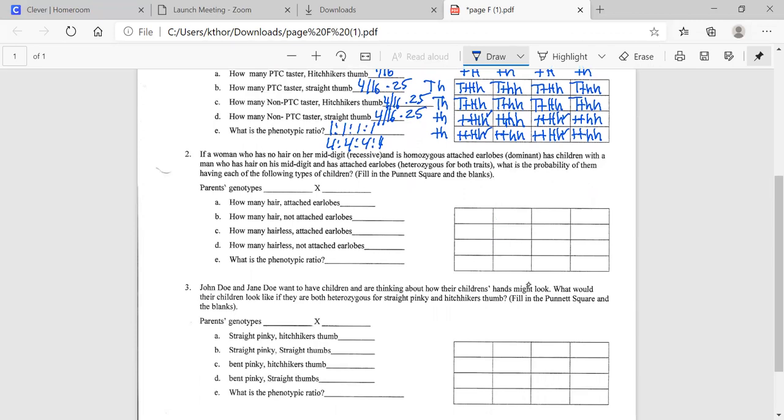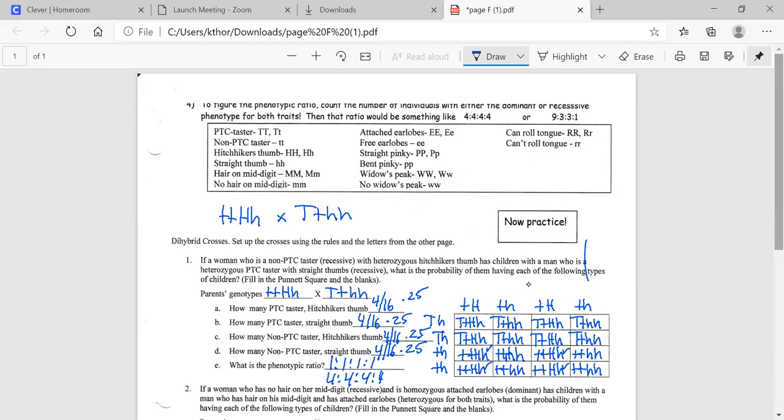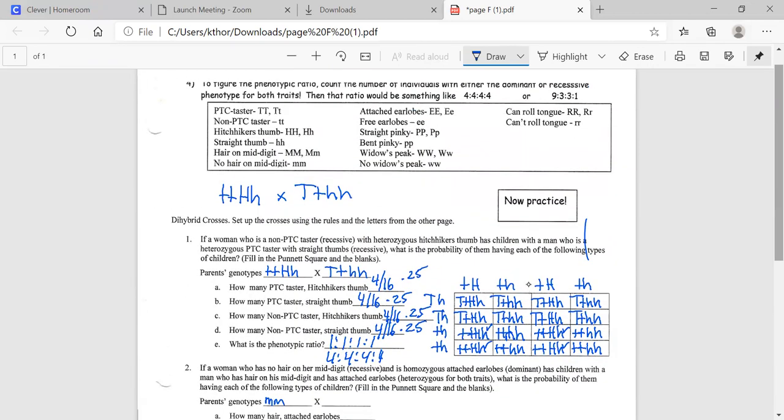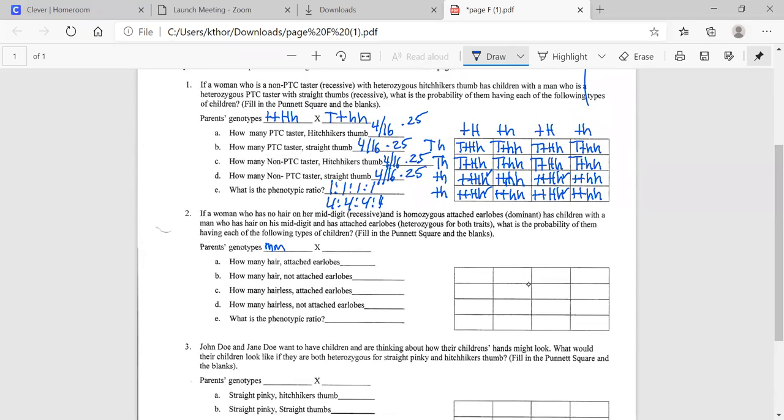Number two, if a woman has no hair on her mid digit and is homozygous recessive, or excuse me, homozygous attached earlobes. So for the hair on the mid digit, she's little m, little m. And she is homozygous dominant for the earlobes. She has children with a man who has hair on his mid digit and has attached earlobes. He's heterozygous for both traits. What is the probability of them having each of the following types of children? All right, let's fill them in.